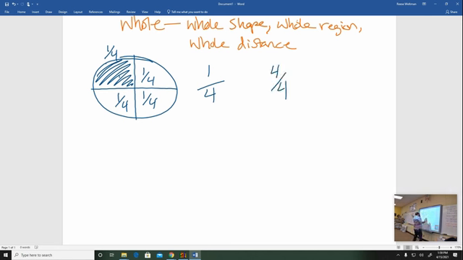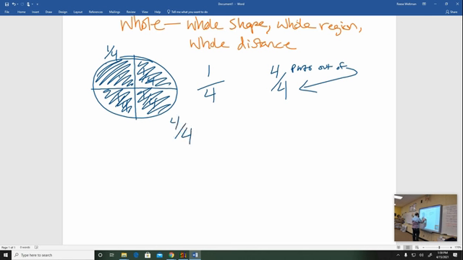1/4 plus 1/4 plus 1/4 plus 1/4 is 4/4, which equals 1 whole. 4/4 equals 1 whole, because you are representing 4 out of 4 parts, and that means you've gotten the entire whole. That'd be like if I gave you the entire pizza and said, hey, you can have all 4 parts of this pizza. I just gave you 4 out of 4. So 4/4 equals 1 whole.